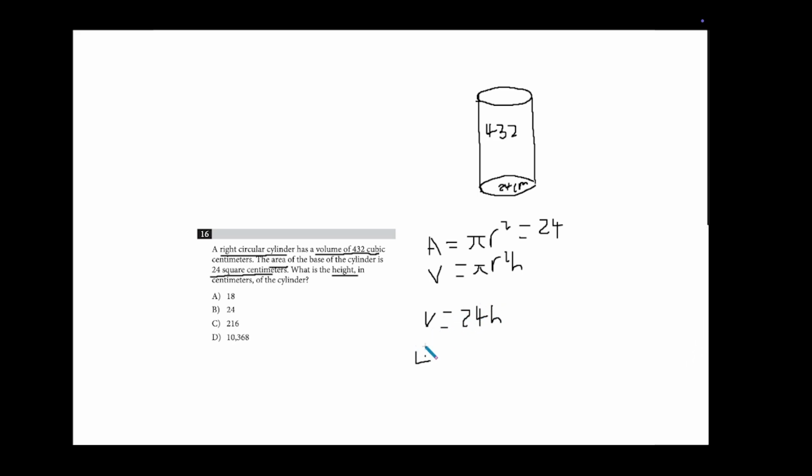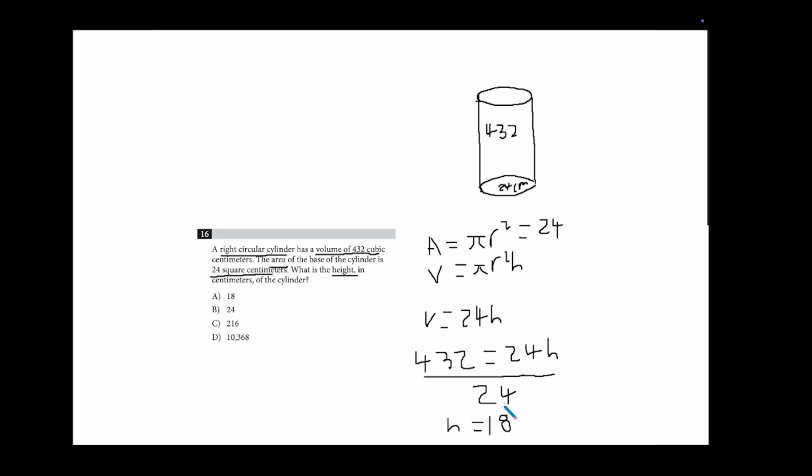So we have V equals 24h, and h represents our height. We know our volume, so we can input 432 for V and set that equal to 24h. So now 432 is equal to 24 height, or 24h. Then we're going to divide by 24. Therefore, our answer is 18.